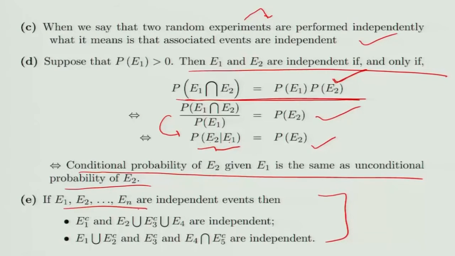If E1, E2, En are independent, then E1 complement union E2, and E3 complement union E4 are independent. As long as E1 is not over here and you are considering any sets leaving E1 and applying any operations, union, intersection, complements, that would also be independent. This can be proved. So I give this as an exercise. Similarly, E1 union E2 complement, E3 complement, this doesn't have anything common from E1 and E2. And E4, E5 complement, which doesn't have anything common from E3, E2, and E1, they would also be independent.